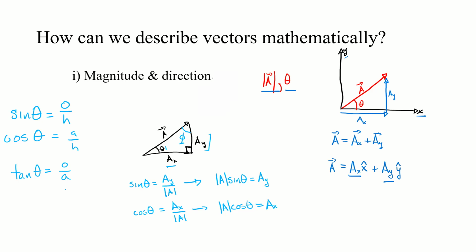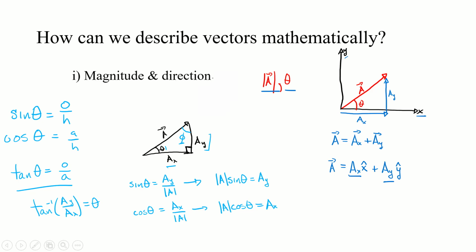Finally, if you're given both components and want to know the angle, you can just use another one of these trig relationships. You can take the inverse tan, or arctan, of ay over ax, which would give you that angle theta, because it's the inverse of that opposite over adjacent.